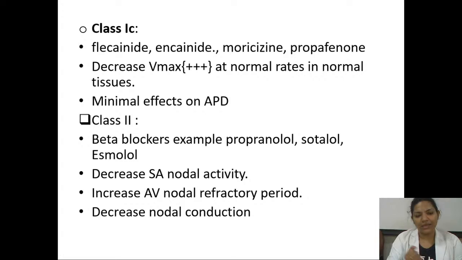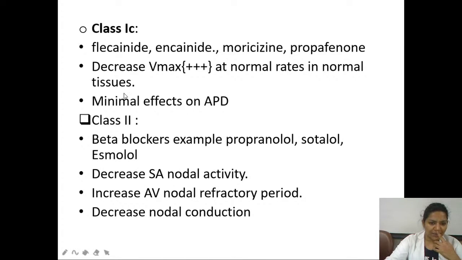Now class 1C. Class 1C consists of flecainide, encainide, moricizine, propafenone, etc. They markedly decrease the Vmax, right, even at normal rates in normal tissues, and they have minimal effects on action potential duration. So if we give these drugs even in patients who have normal sinus rhythm, they will decrease the Vmax, or affect the phase 0, and they have minimal effects on action potential duration.